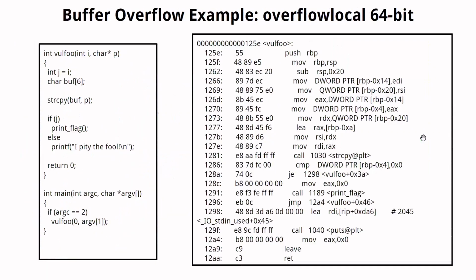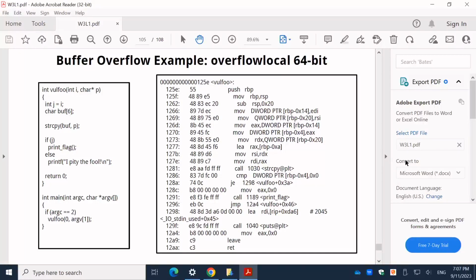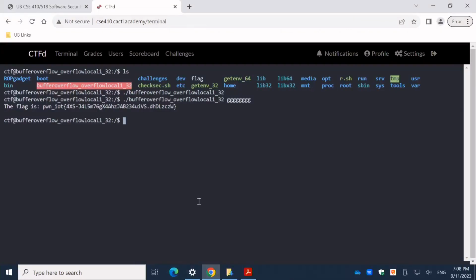So that's how the 32-bit version works. The 64-bit version is actually similar. The only difference is the parameters are passed by registers, not on the stack anymore. However, string copy, the value J, and the buffer are still on the stack. So when you overwrite the buffer, you can still overwrite the local variable J. Okay. So that's our first attack here. So I should clear this. Let me clear this. Okay.